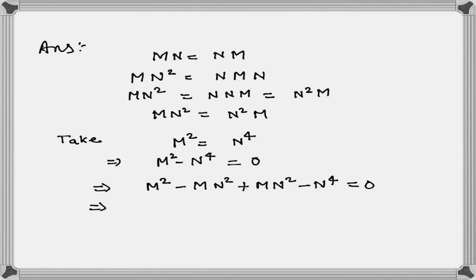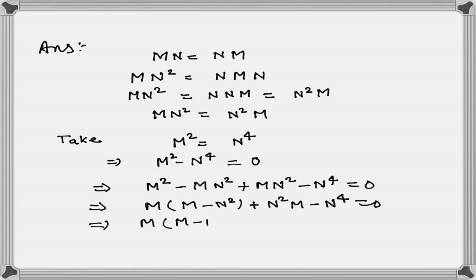This implies M I can take common here, then it is nothing but M minus N square. Here I will change MN square to the N square M from here. So I can write N square M minus N to the power 4 is equals to 0. So this implies M minus N square plus N square, if I take from here, then we'll get M minus N square is equals to 0. So we have M plus N square into M minus N square is 0. So let's call this equation number 1.